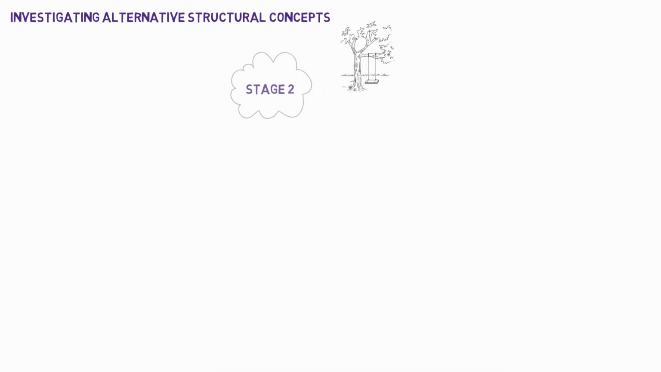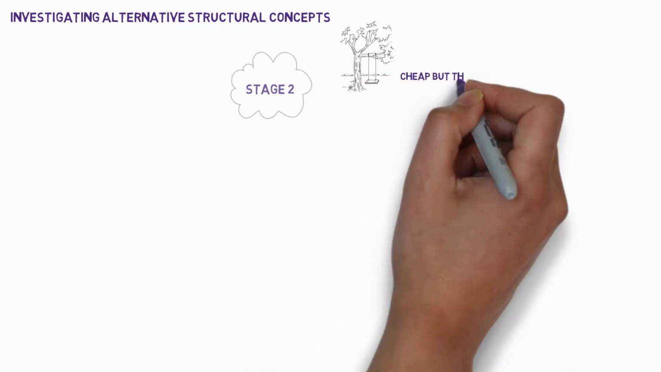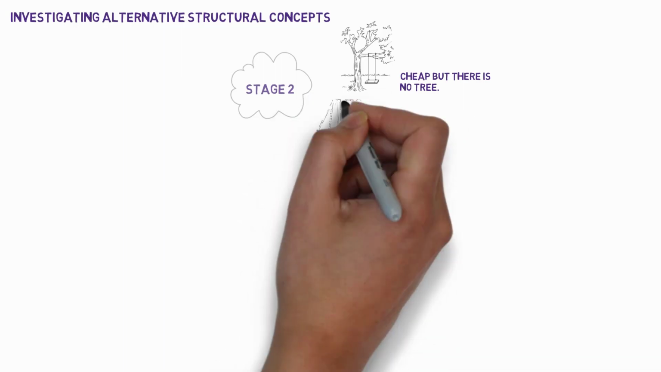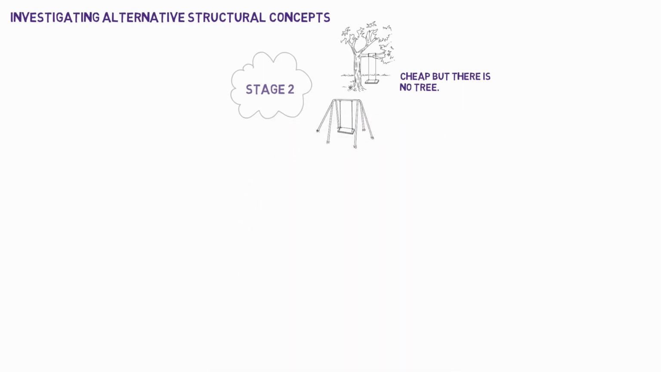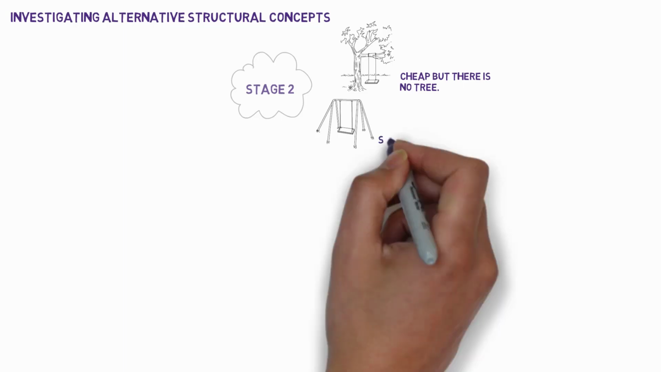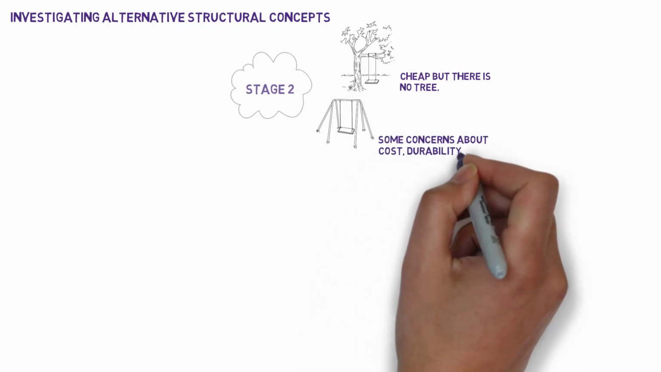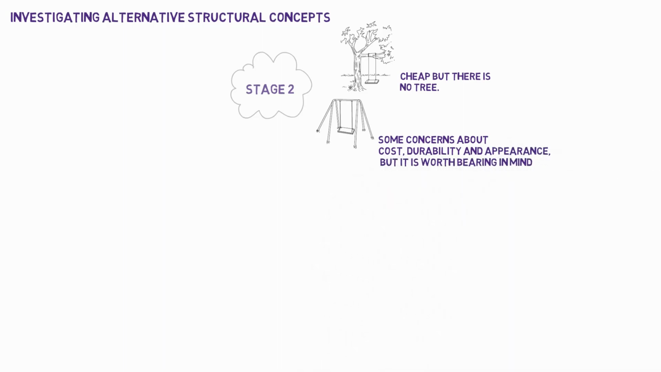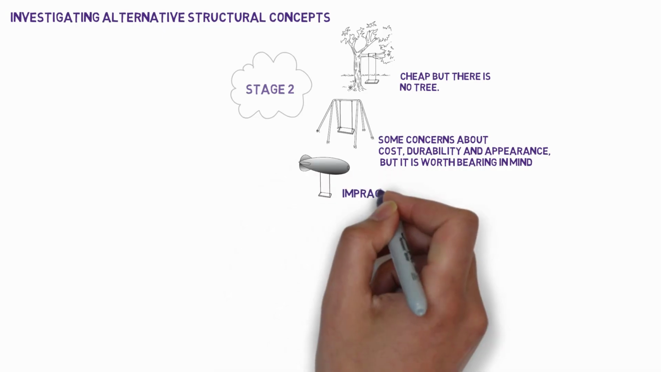Swing fixed to tree. This is the cheapest and best solution, but there is no convenient tree. A tubular steel frame. They are available from the supermarket. Little labor is involved and the swing is mobile. There are some concerns about cost, durability and appearance, but it is worth bearing in mind. Suspended from a helium balloon. An interesting solution, but totally impractical.